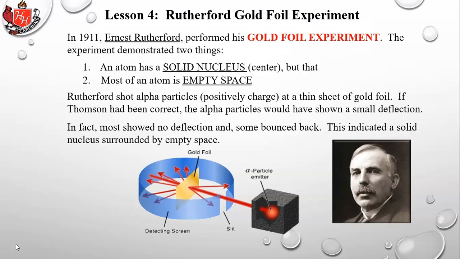Rutherford was very shocked by this, that some would actually bounce straight back at him. So this refuted Thomson's hypothesis that the atom was soft. Rutherford showed that it actually had to have a very hard nucleus to cause the alpha particles to bounce back.